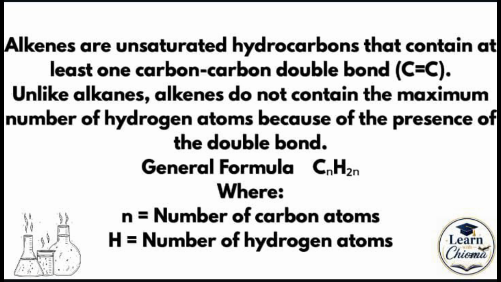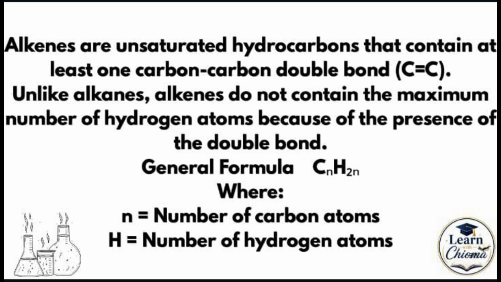We've just completed our study of alkanes. Now let's move to another important family known as alkenes. Alkenes are unsaturated hydrocarbons because they contain at least one carbon-carbon double bond. This double bond is the defining feature of every alkene and is responsible for many of their chemical properties.